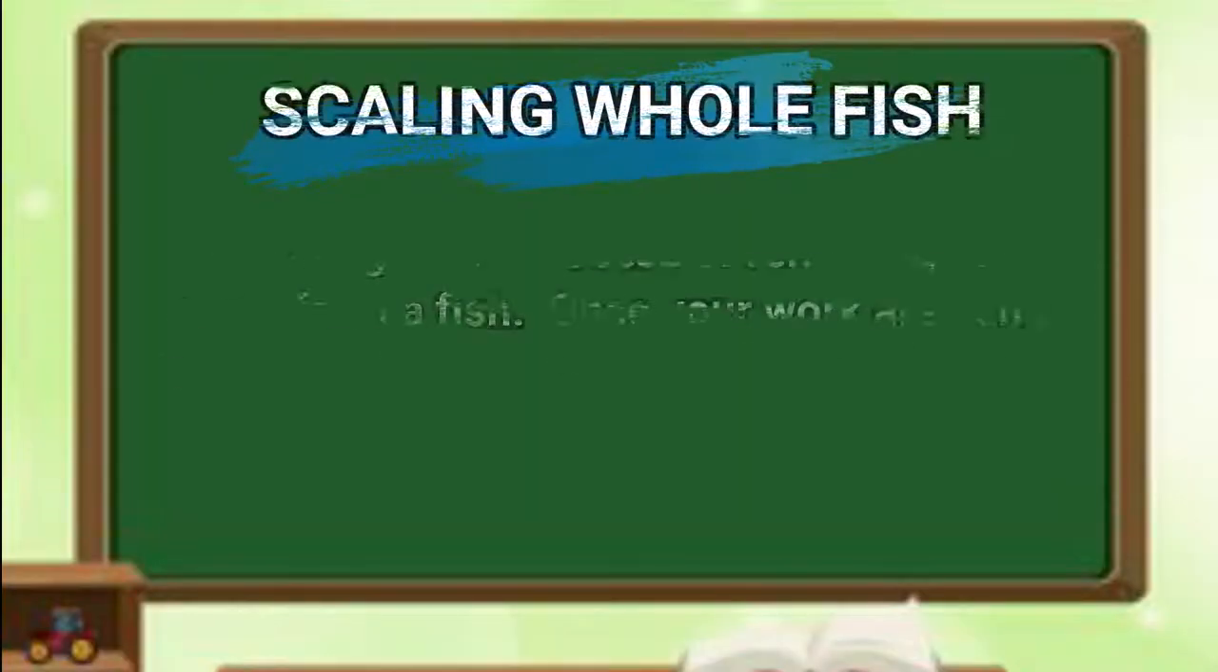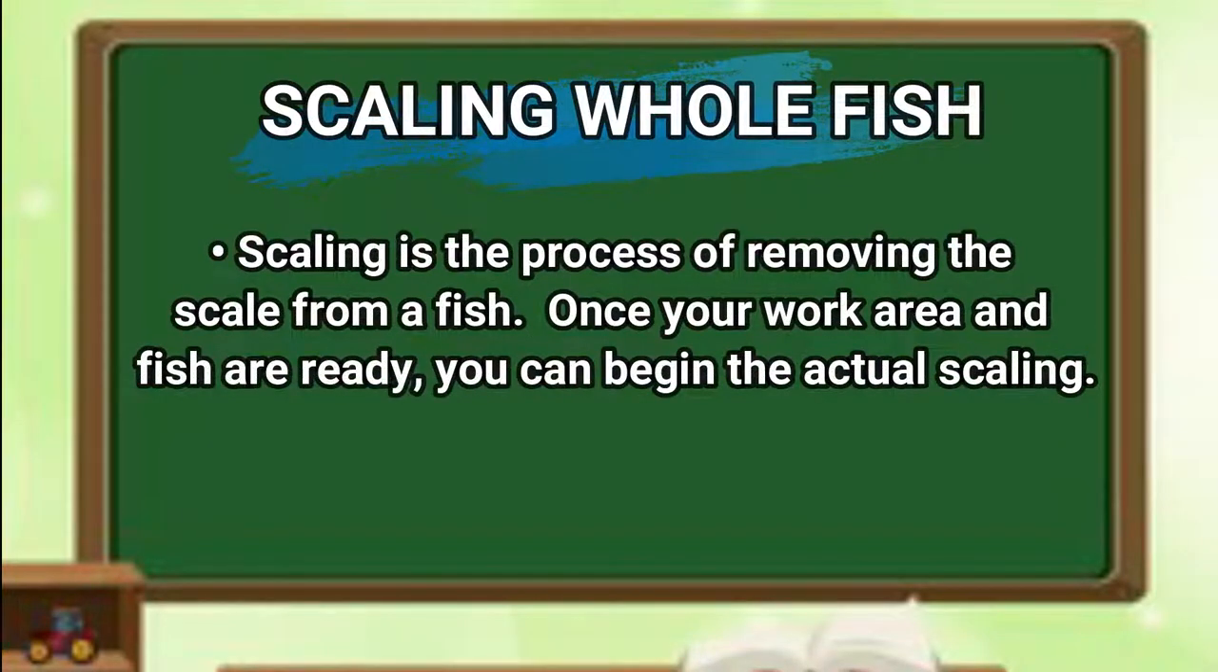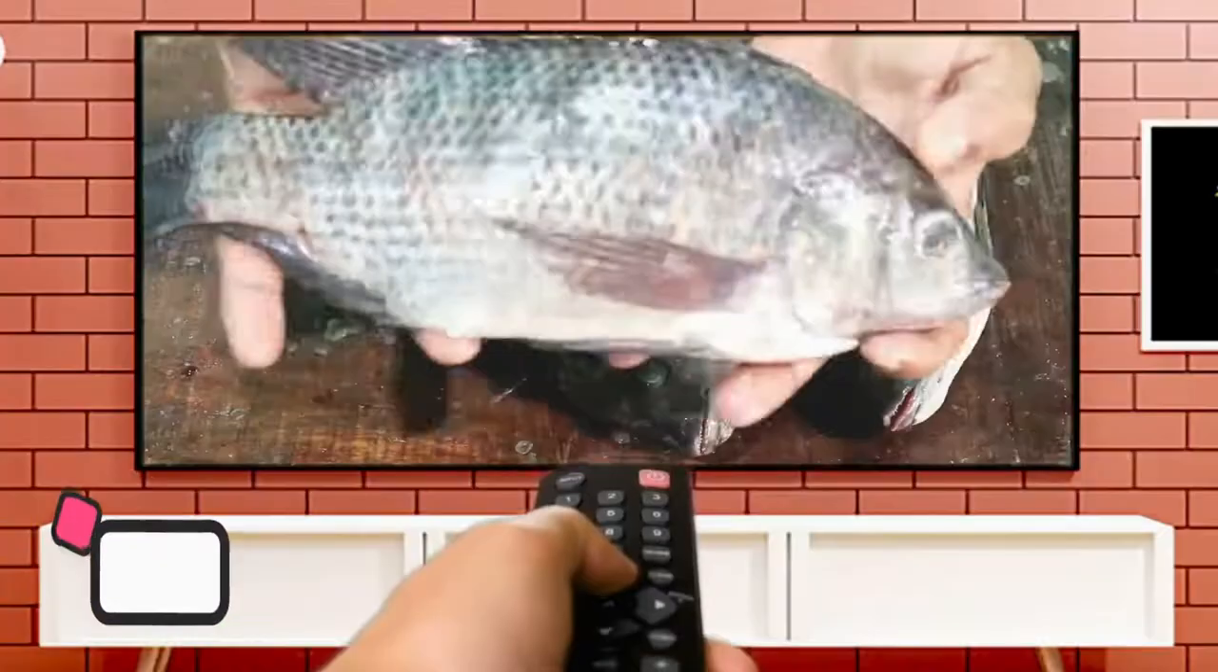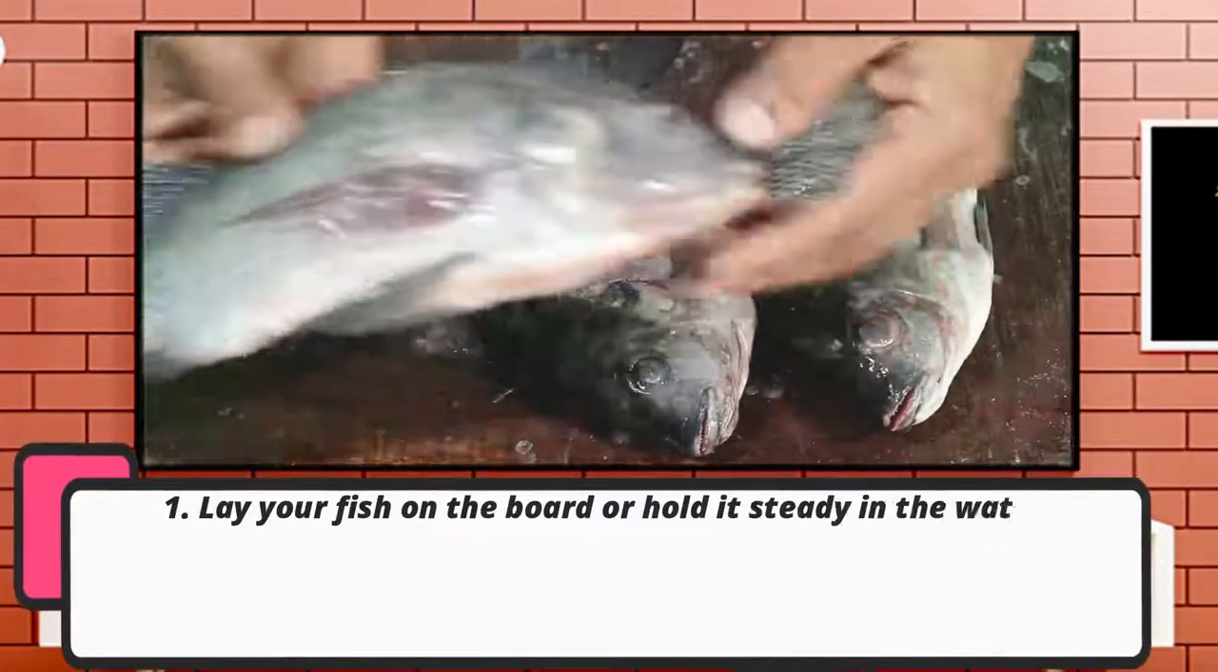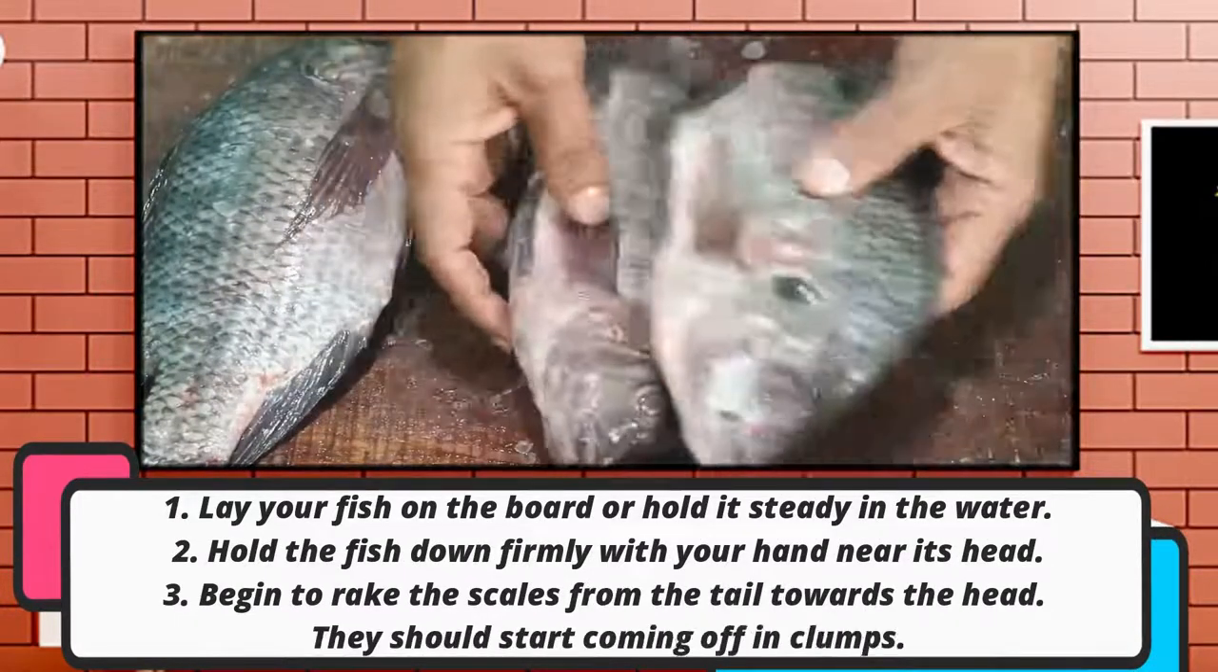The first cooking technique is what we call scaling whole fish. Scaling is the process of removing the scales from a fish. Once your work area and fish are ready, you can begin the actual scaling. The following are the steps in scaling whole fish.